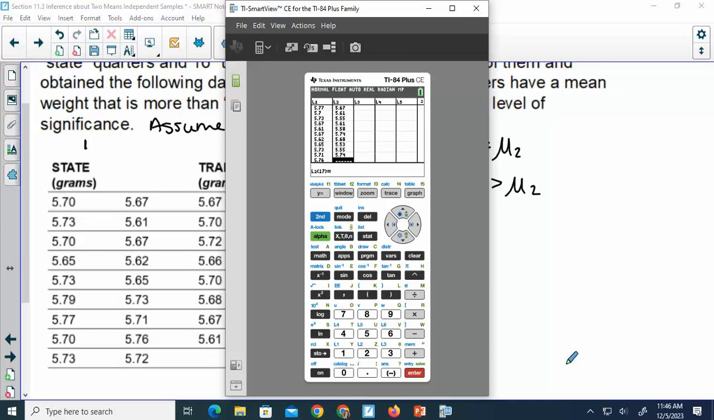Could this be matched pairs data? No. What are some big indicators that it's not? Yeah, we don't even have the same number of points in both, so it would be impossible to be. If I were looking for matched pairs, is there any way I could link a state quarter to a traditional quarter and say they're related in some way? No. So it wouldn't even make sense to try to set this up for matched pairs.